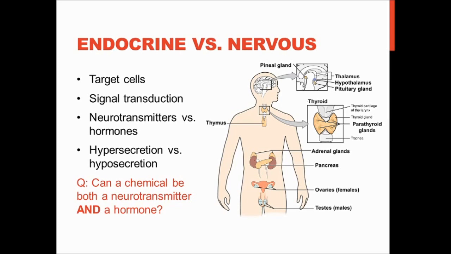So there are a lot of comparisons usually drawn between the endocrine system and the nervous system, which we covered last time, right? So the endocrine system has target cells on its tissue or gland that it's sending its hormone to. The process by which the hormone attaches to those target cells or to those receptors is called signal transduction because there are specific receptors for specific hormones.